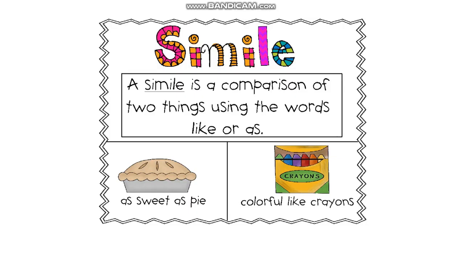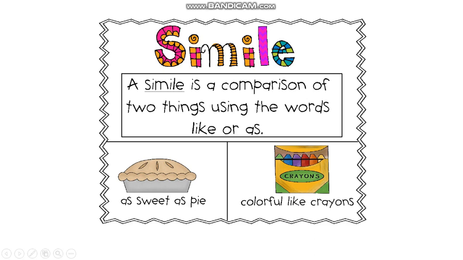So, a simile is a comparison of two things using the words like or as. And that's the biggest difference, is that it has like or as in it. Just like as sweet as pie or colorful like crayons. I'm using the word as, and I'm also using the word like.